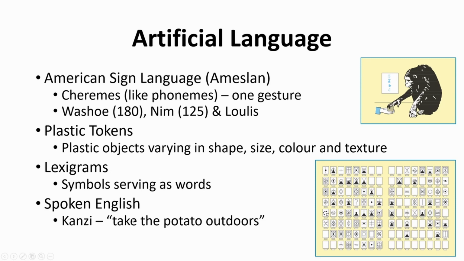And this one is very interesting because this individual, Kanzi, was able to understand spoken English that was talking about doing something in a displaced location. So they were told, take the potato outdoors, and they knew that they were being asked to do something elsewhere. So they picked up the potato and went with it. So that displacement is very interesting because that's one of those aspects of language proposed as specific to humans, but not quite. So yeah, lots and lots of interesting things with these artificial languages.